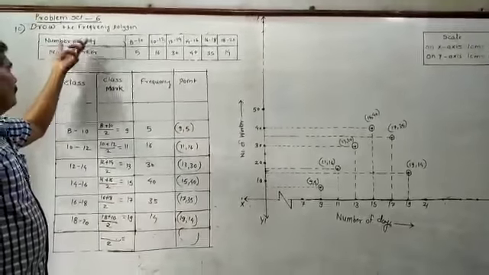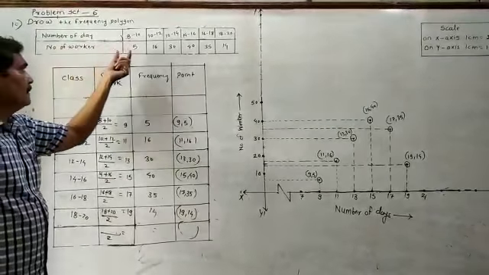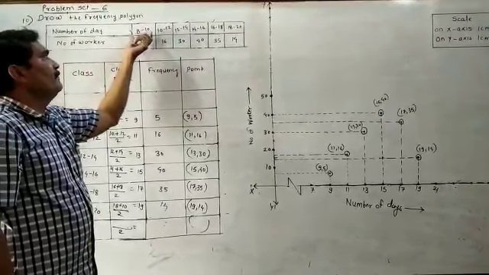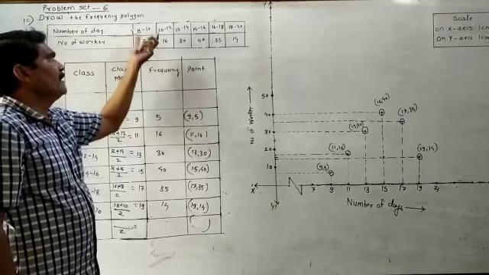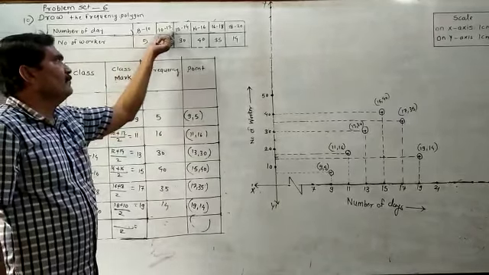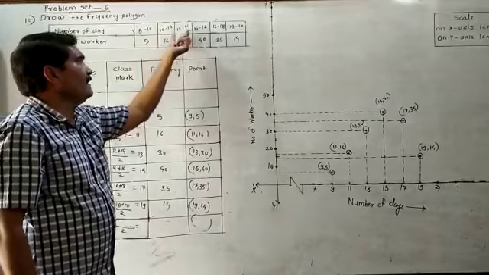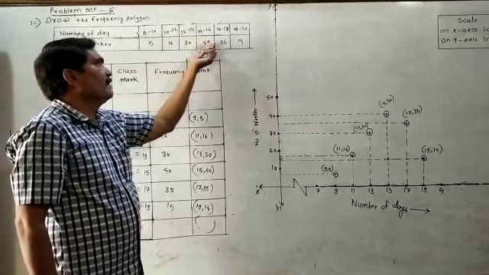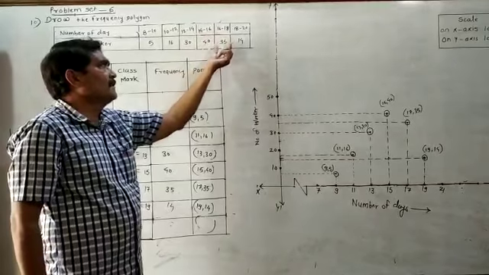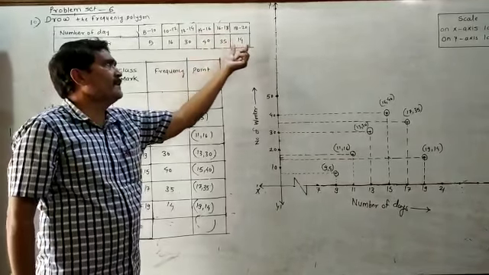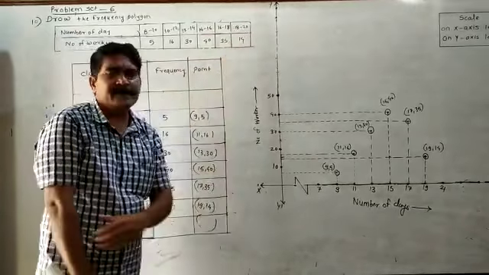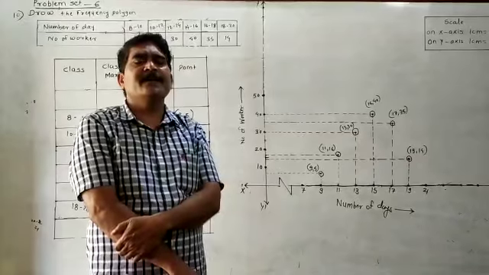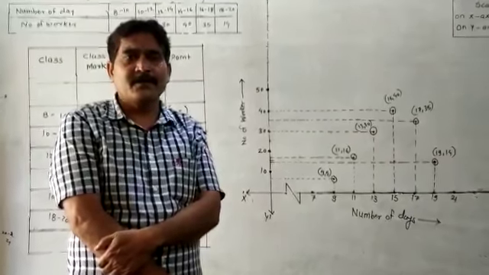So the number of days and the number of workers. 5 workers required 8 to 10 days for completion of the work, 16 workers required 10 to 12 days, 30 workers required 12 to 14 days, and 40 workers required 14 to 16 days, 35 workers required 16 to 18 days, and 14 workers required 18 to 20 days to complete the work. And from the given data you have to draw the frequency polygon.